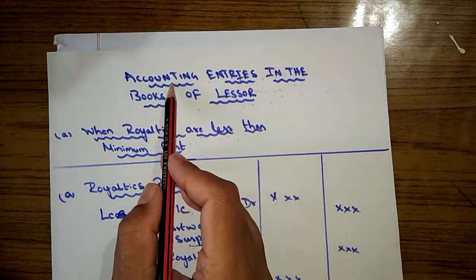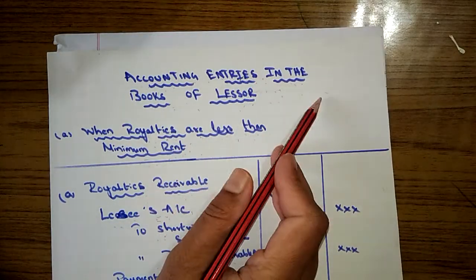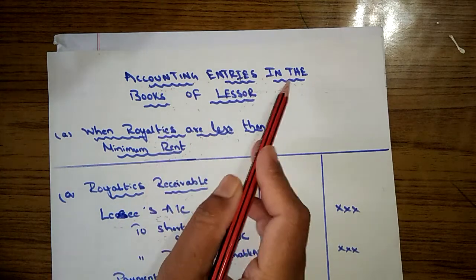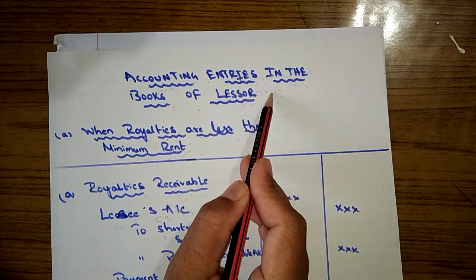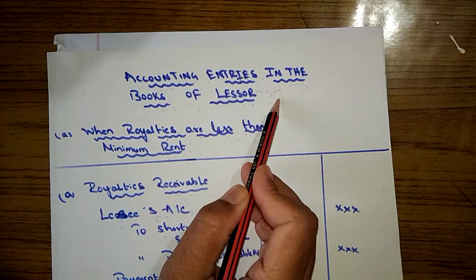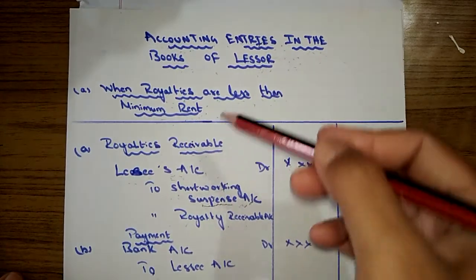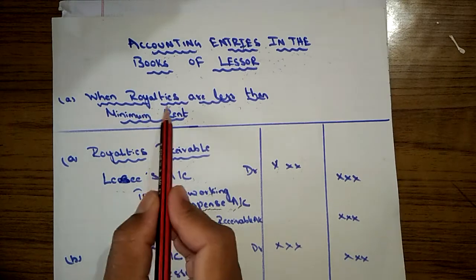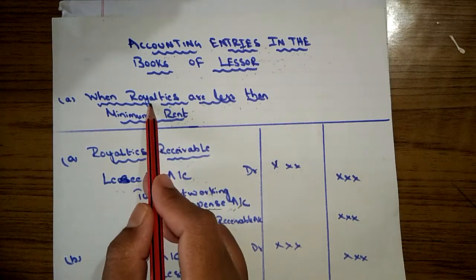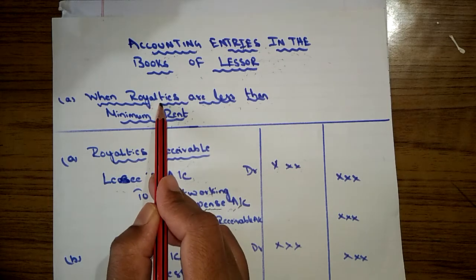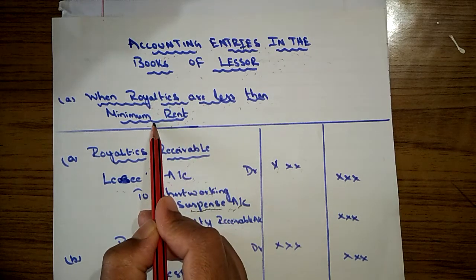This is the last topic of royalty accounting, that is accounting entries in the books of lessor. Here lessor means landlord, owner of the asset. So let's see the entries one by one. When royalties are less than minimum rent, means when actual royalty paid are less than minimum rent.